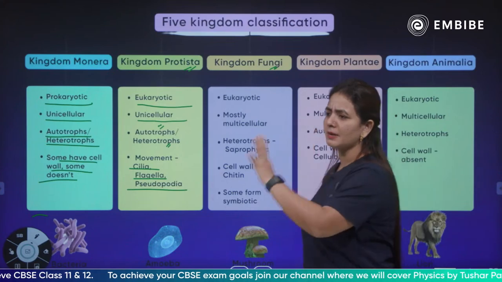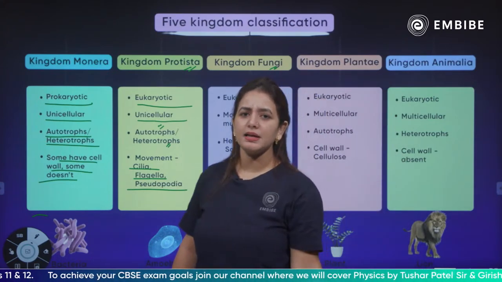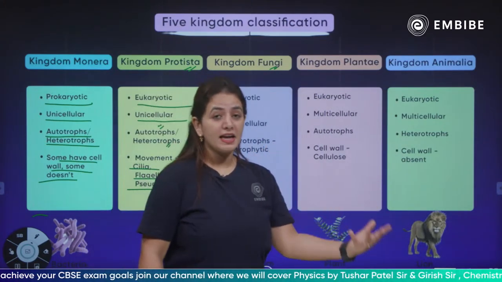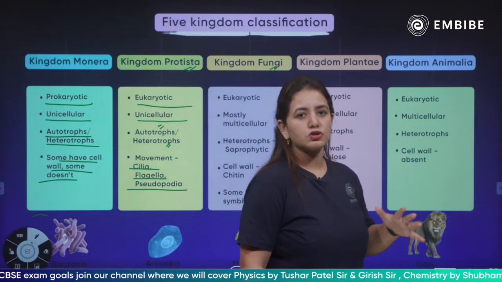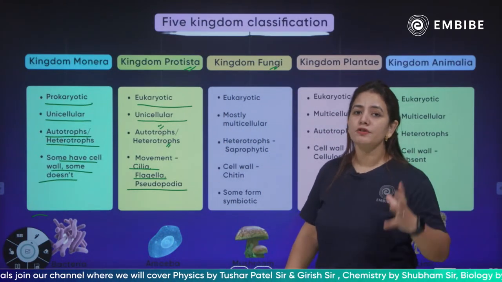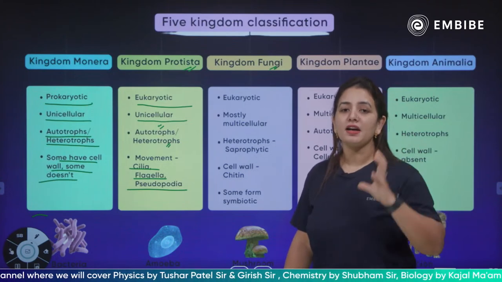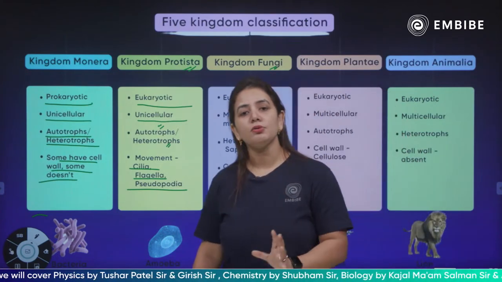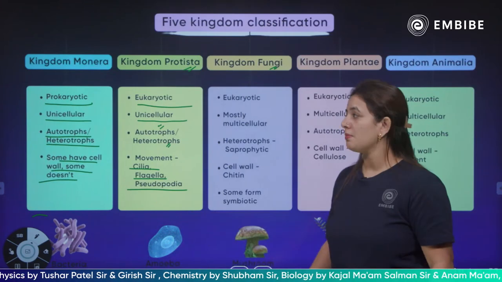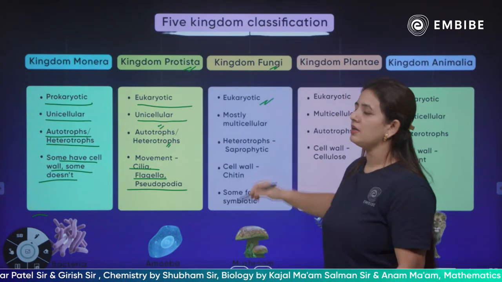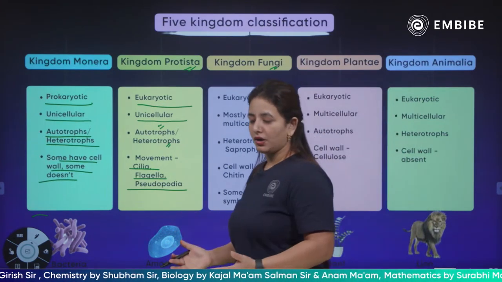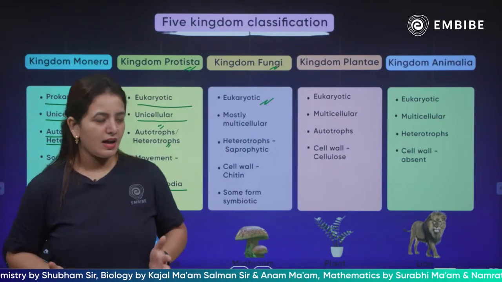Talking about the kingdom fungi, children, the kingdom fungi has always been very controversial. Initially it was kept in kingdom plantae, then in kingdom animalia, but eventually Whittaker's classification was so widely accepted that he individually gave the fungi a whole unique kingdom. The reason is that the fungi are eukaryotic organisms. These are eukaryotic organisms.